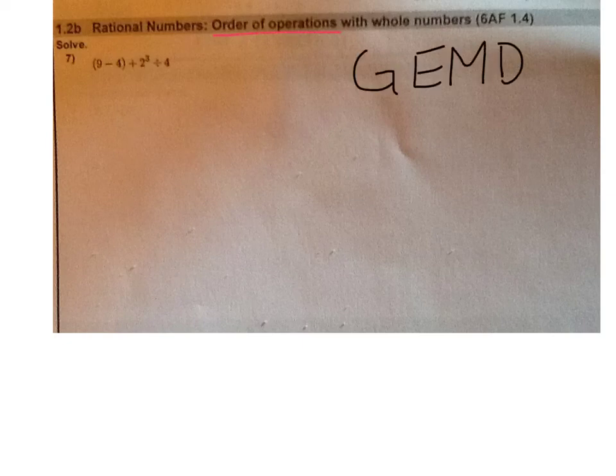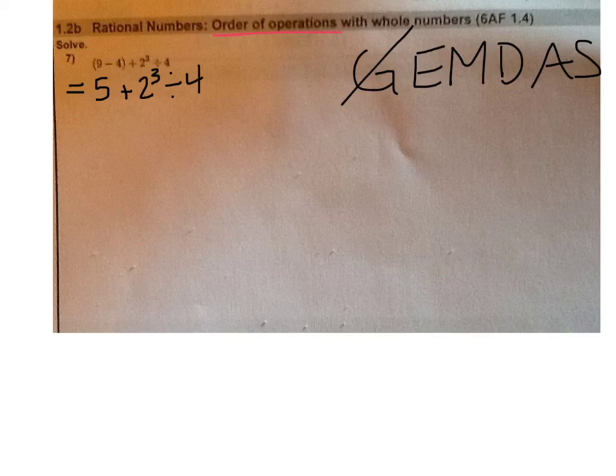Last problem is order of operations, or what we know as GEMDAS. Okay, so you have to make sure that you're using your correct order of operations. So I'm going to start by using my grouping symbols, and I have a 9 minus a 4, which is 5, plus 2 to the third divided by 4. Done with my grouping symbols.